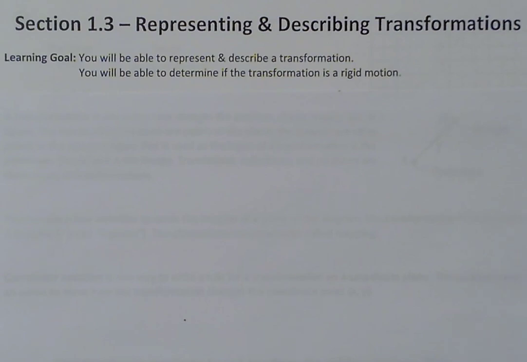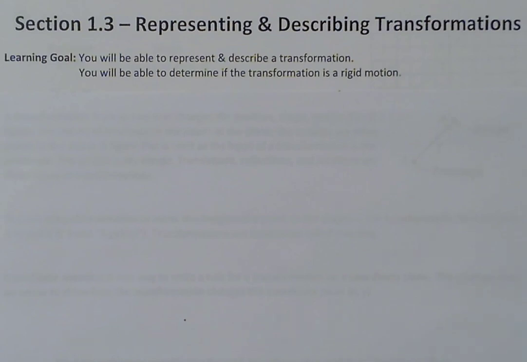Now, transformations just means that we're going to take a shape and we're going to move it to a different spot by either using a translation, reflection, rotation, or a dilation. Today we're not going to really get into the specifics of all of those. We're just going to talk about what it looks like to transform a shape and how to represent it.